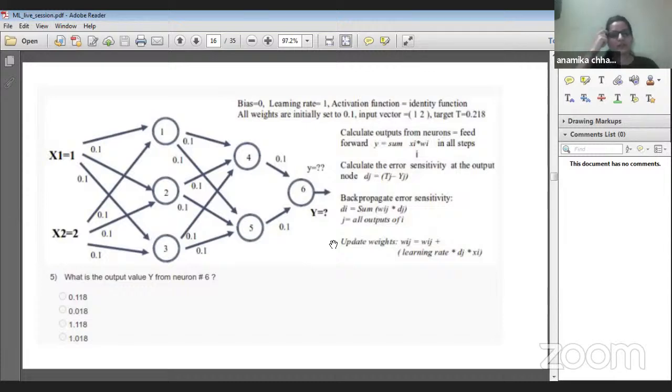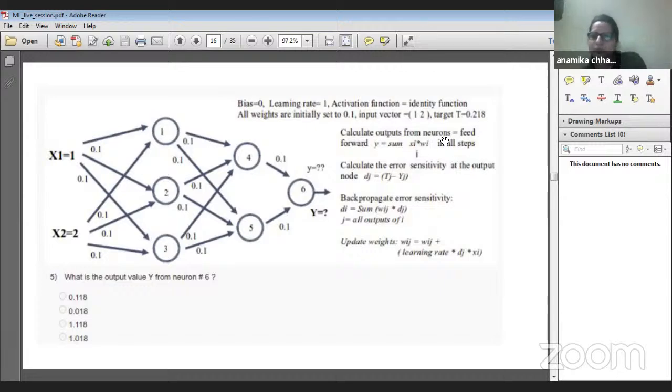So let's see what we have to do in this question. We're given the bias to be 0, learning rate is 1, and the activation function is the identity function, which means we don't have to do anything. It passes on whatever it gets as output. All weights are initially set to 0.1. Every link has 0.1 weight, the input vector is given as 1, 2, and the target is 0.218. There is only one input here, the simplest case again.